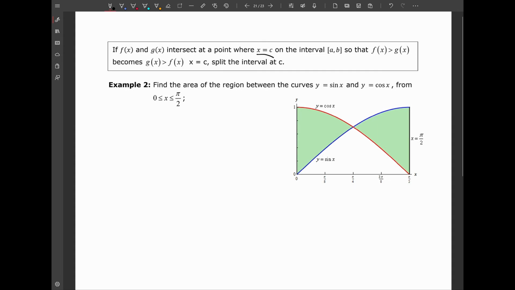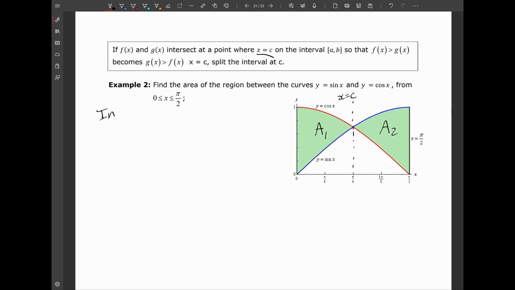So in this case, this would be our c, right? This would be our x equals c. That's the place where we're going to split it up. Right now, up here, cos of x is the one on top, but over on the other side, in area 2, it switches and sine is on top. So we'll just do it in pieces.